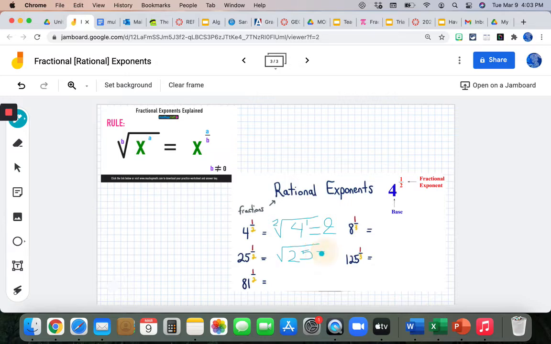What is the square root of 25? Yes, if you have 5, then you are correct because 5 times 5 is 25. Anytime we have a perfect square, a number multiplied by itself, we draw it out of the radical or square root sign. Again, 81 with the exponent of 1 over 2. What I would do is put the 81 under the square root.